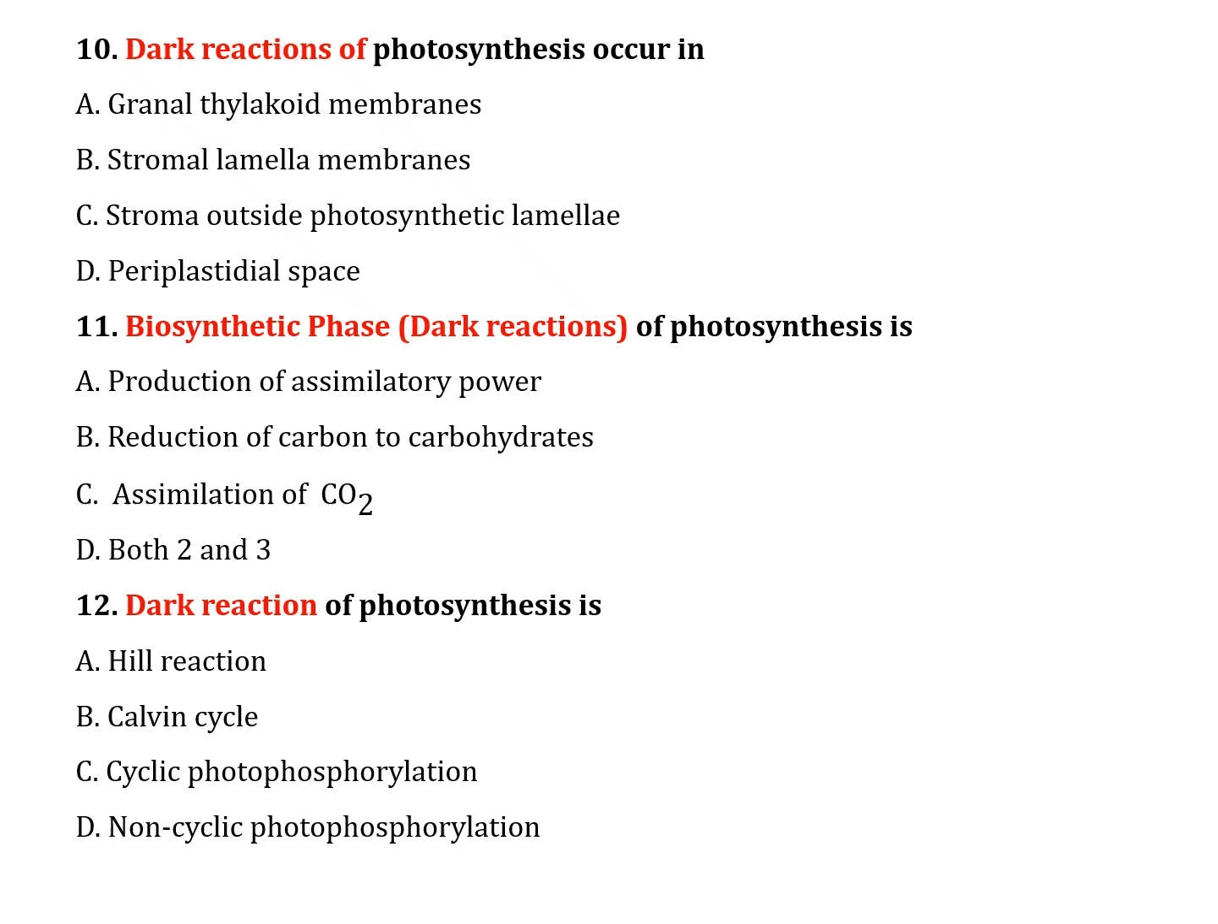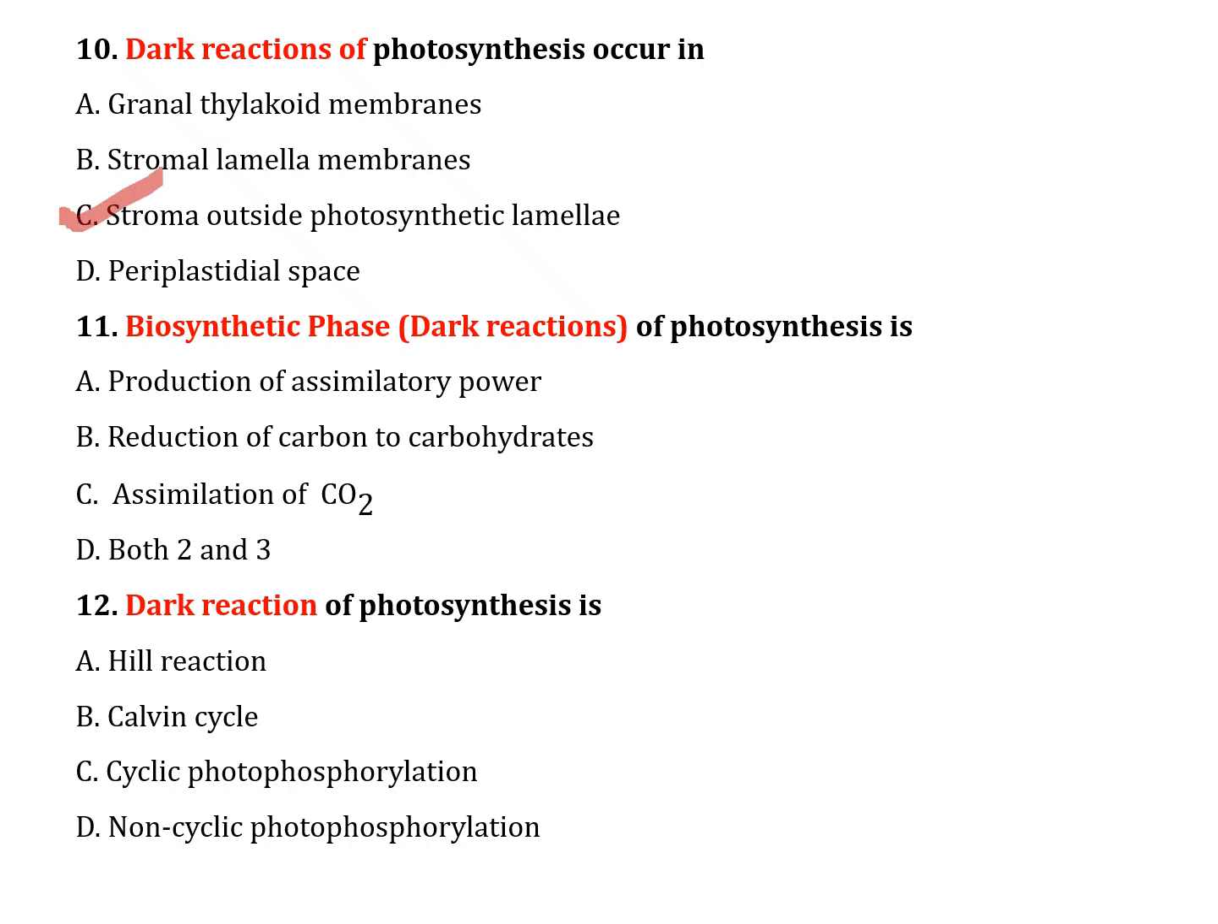The next question number 10. Dark reaction of photosynthesis occurs in option A granal thylakoid membranes, option B stromal lamella membranes, option C stroma outside the photosynthetic lamella, option D periplastidial space. The correct answer is option C stroma outside photosynthetic lamella.